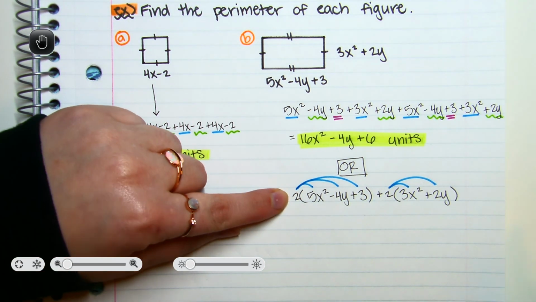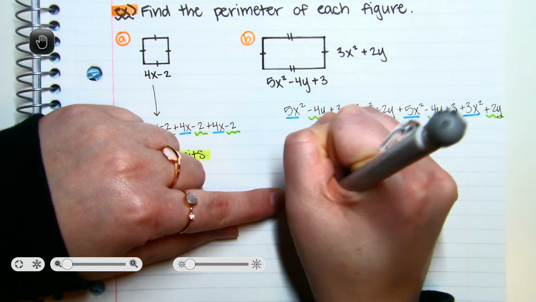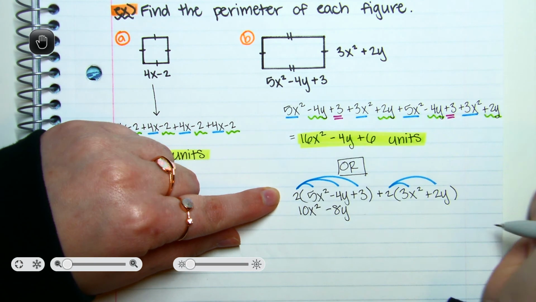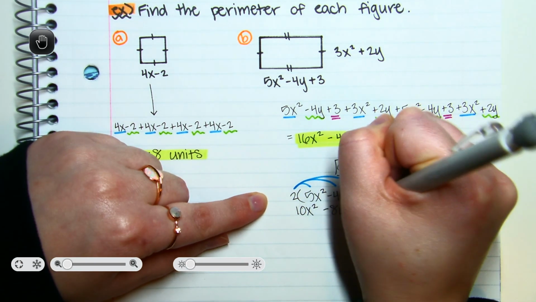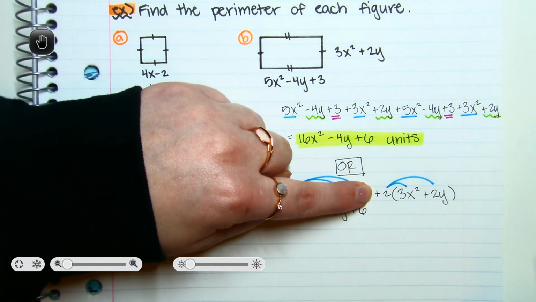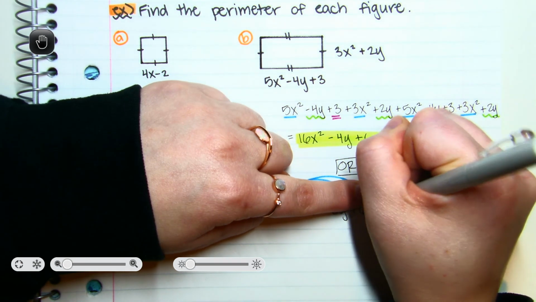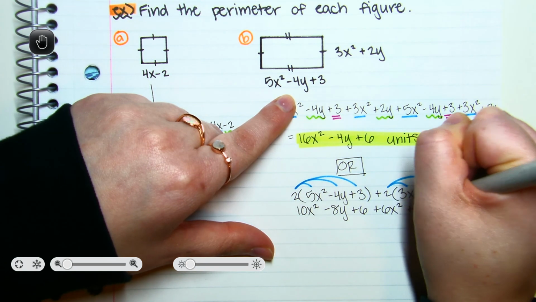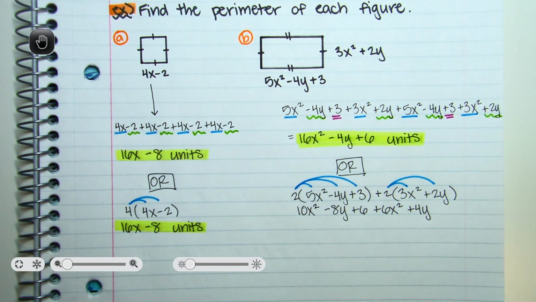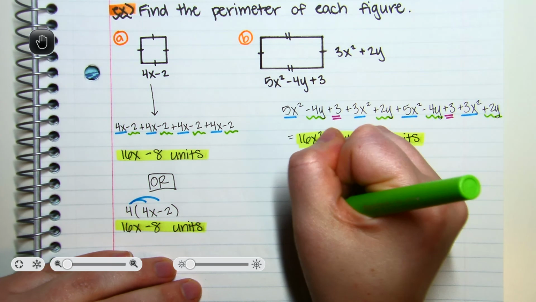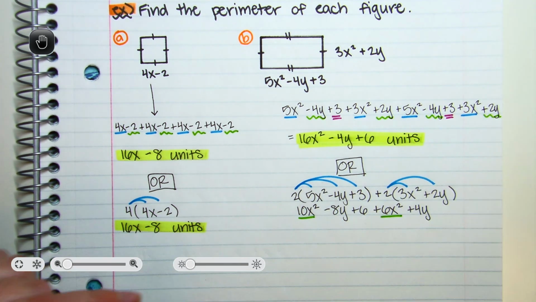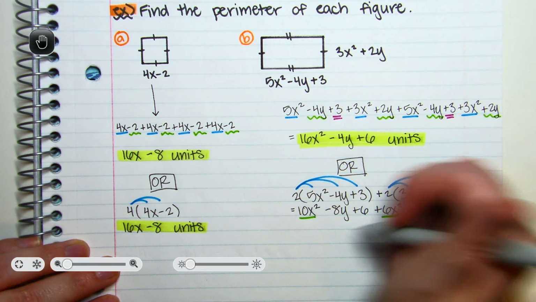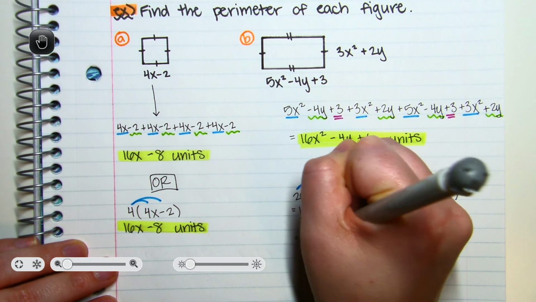So 2 times 5x squared is 10x squared. 2 times negative 4y is negative 8y. 2 times 3 is 6. And now moving on to the other one. 2 times 3x squared is 6x squared. And then 2 times 2y is 4y. And then for combining our like terms, we have 10x squared and 6x squared. So that gives me 16x squared.